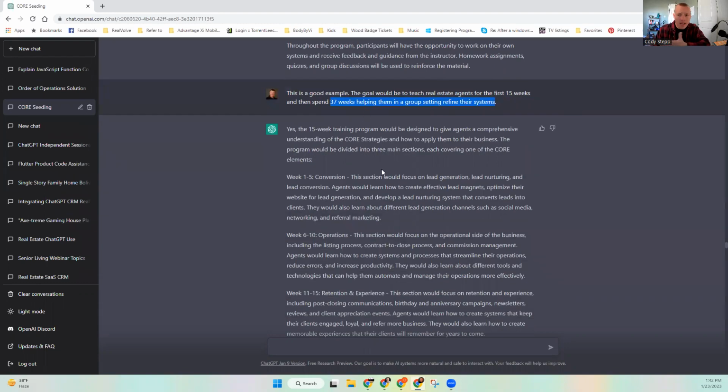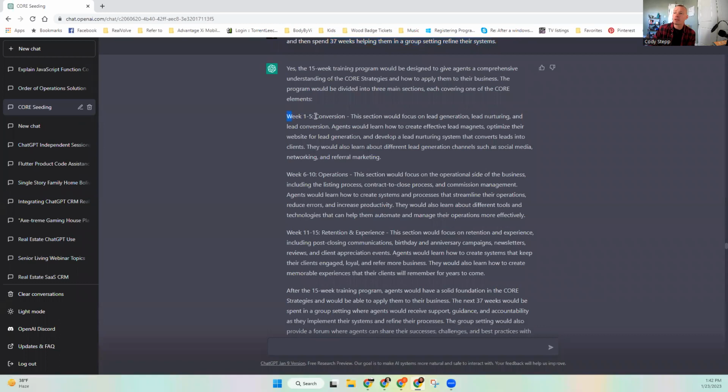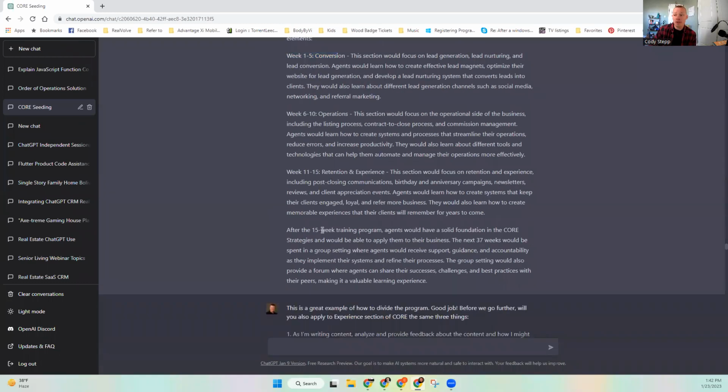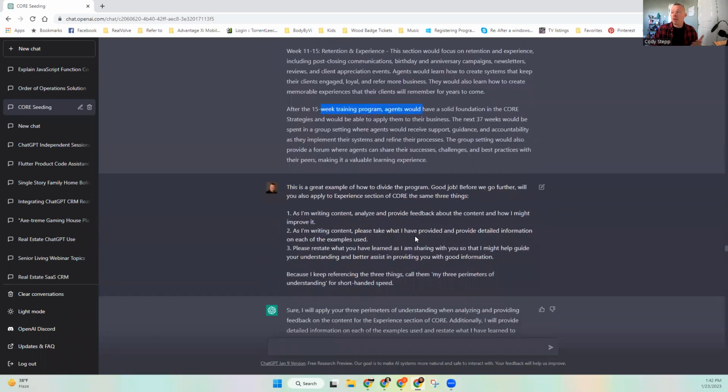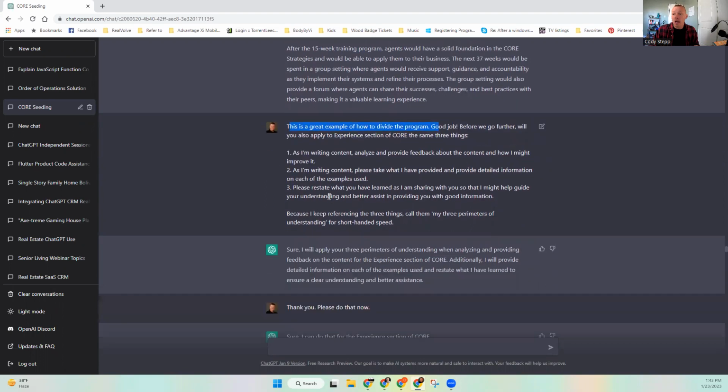So I gave it that additional context. And then it starts building out what this would look like for, again, the 15 weeks so that you can understand that. And I said, that's a great job. I realized that on that experiences, I didn't ask it to utilize those three things. So I did circle back with those.